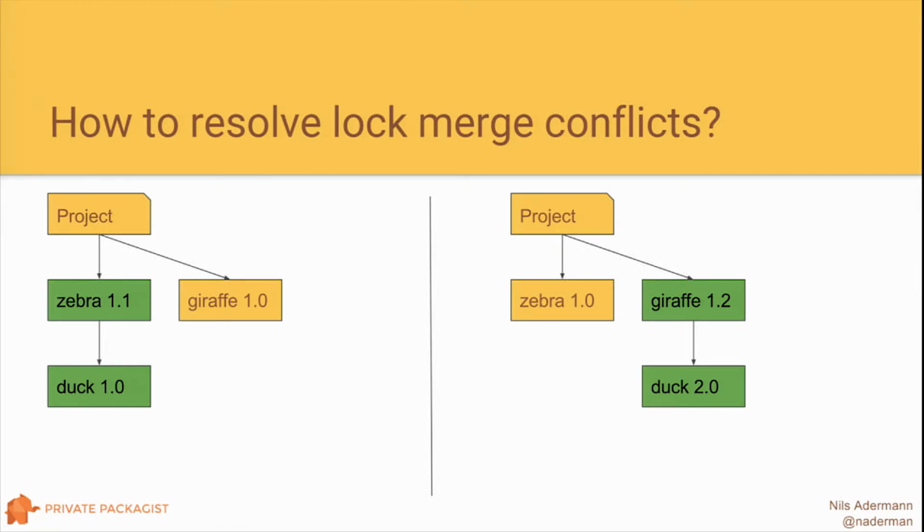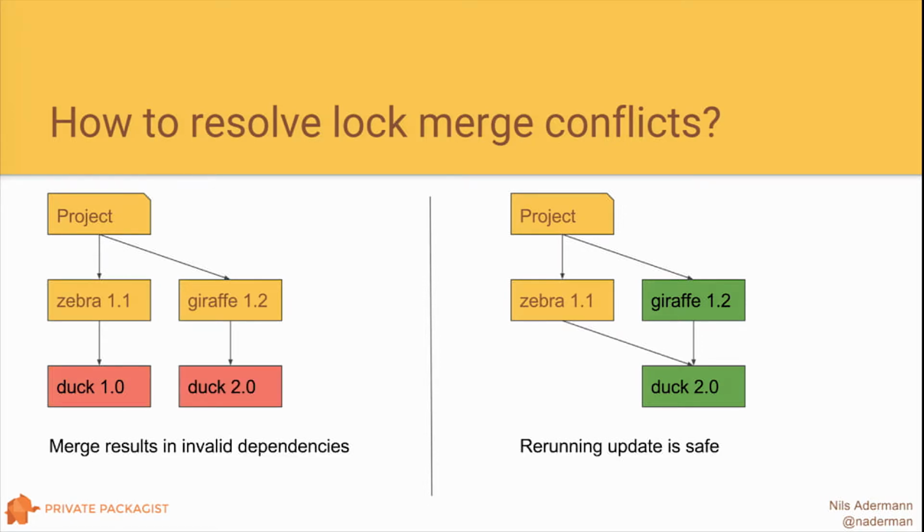If I was going to just merge this, text-based between the lock files, I would end up with this situation. I would suddenly have both version duck 1.0 and duck 2.0 installed side by side, because there are just two entries in the lock file. Right? If I'm just merging these text-based, I end up with something that doesn't work in the PHP world, because both of these use the same class names. Right? They're in conflict with each other.